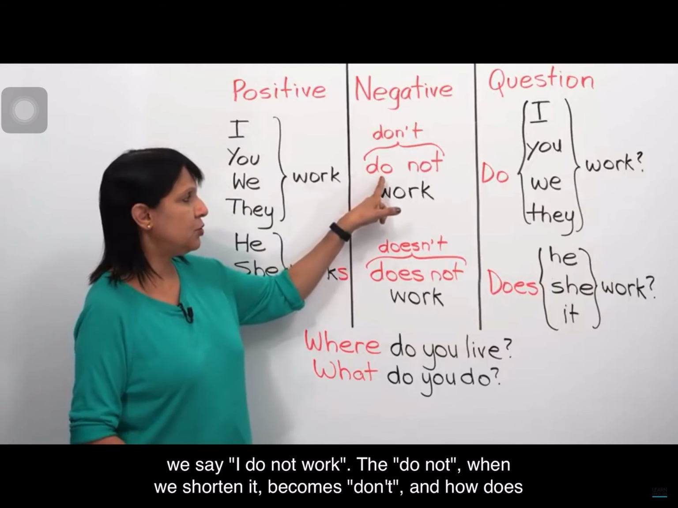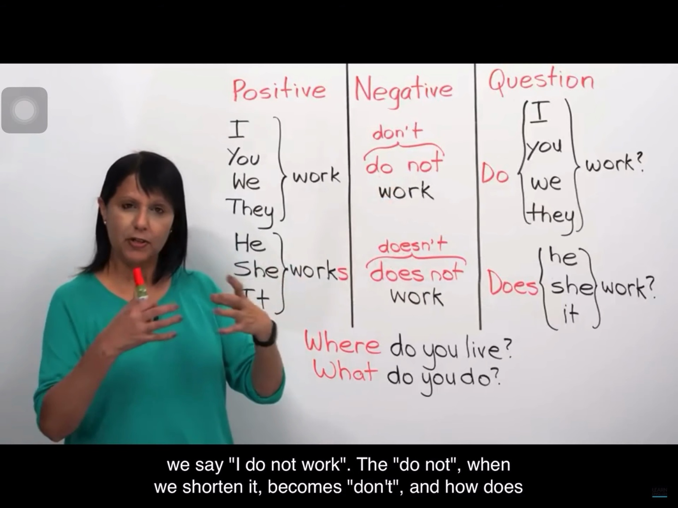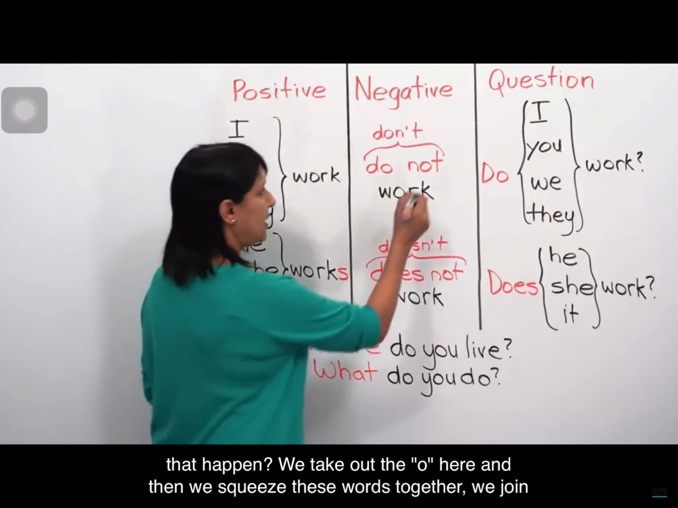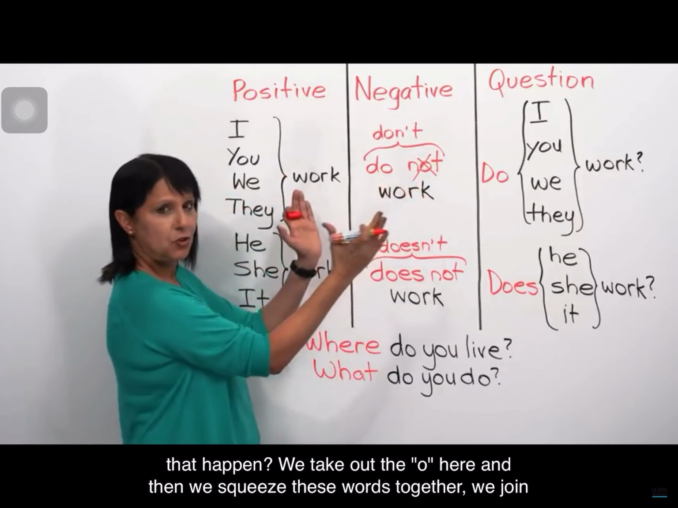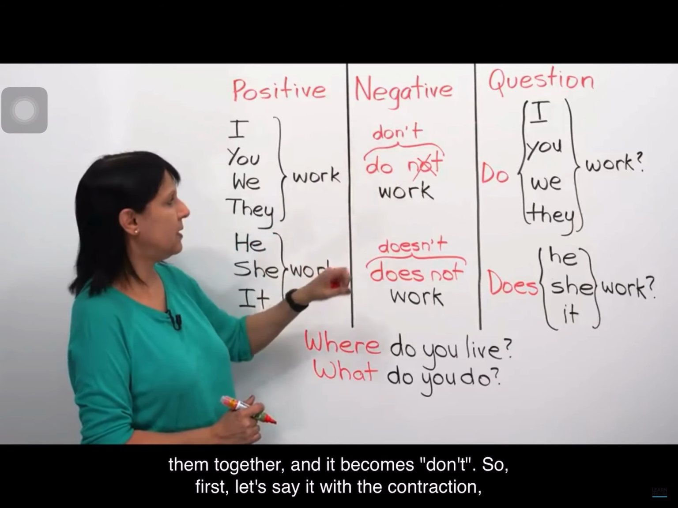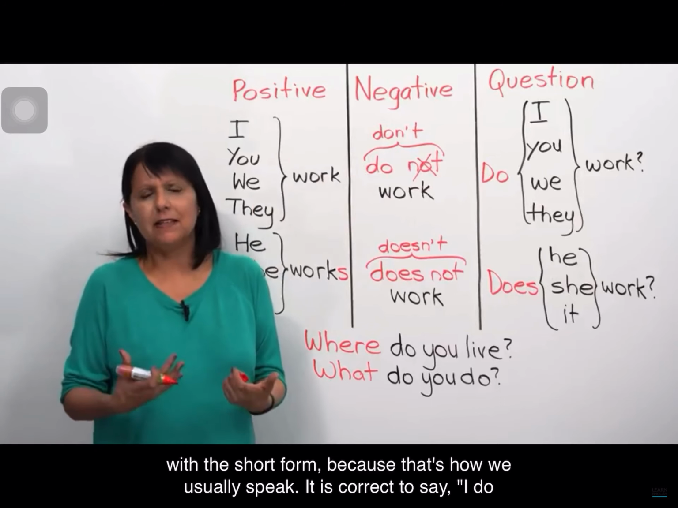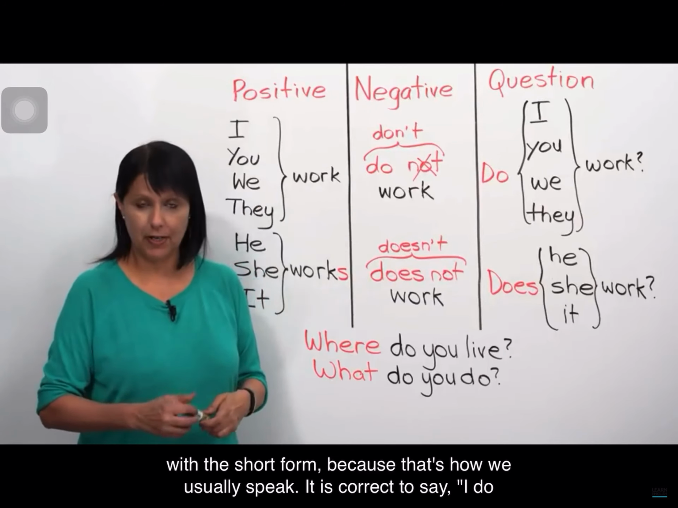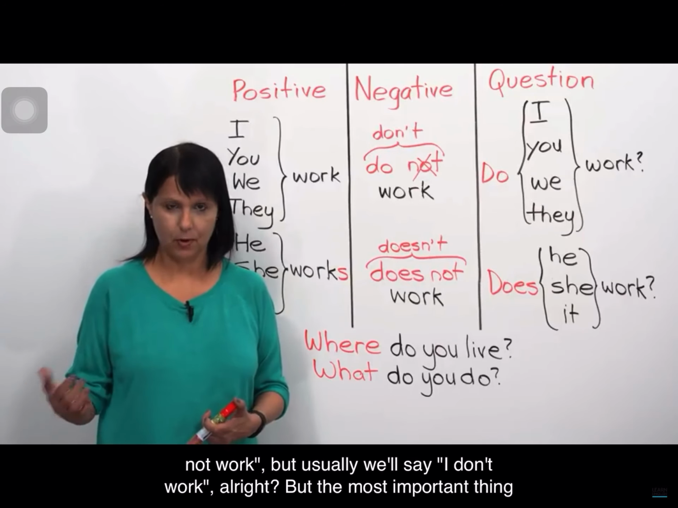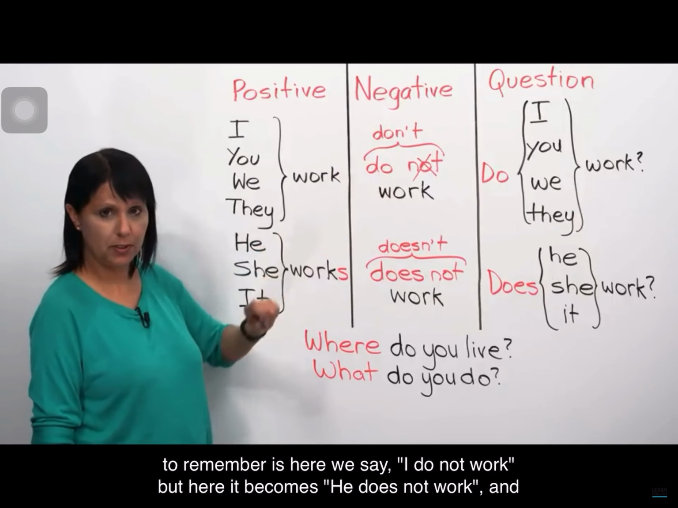All right? So just learn it the way it is, and you'll understand it and you'll get used to it. So we say, I do not work, but do not, when we shorten it, becomes don't. And how does that happen? We take out the O here, and then we squeeze these words together. We join them together, and it becomes don't.